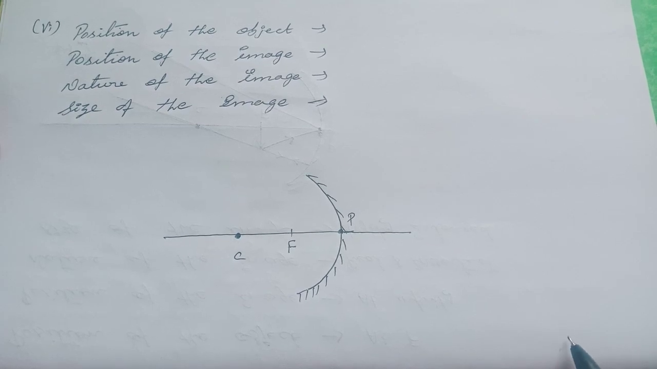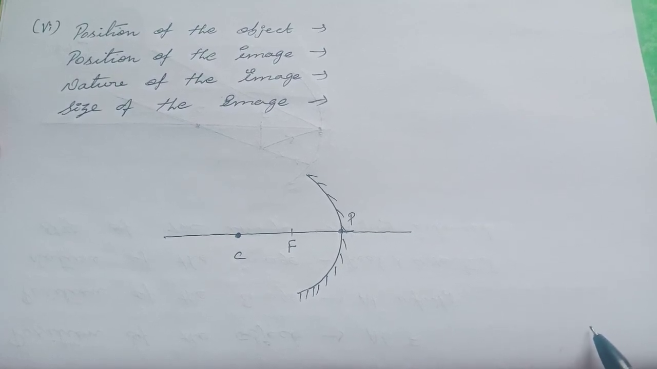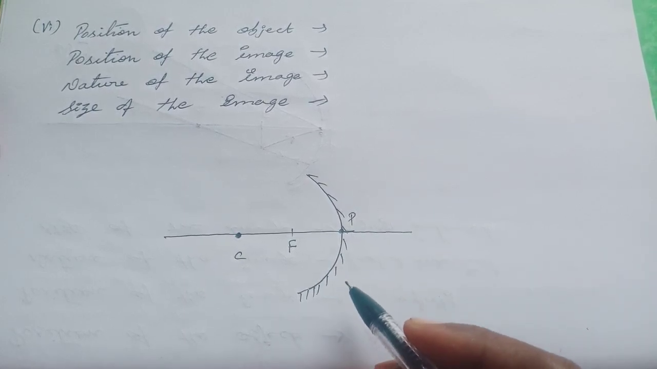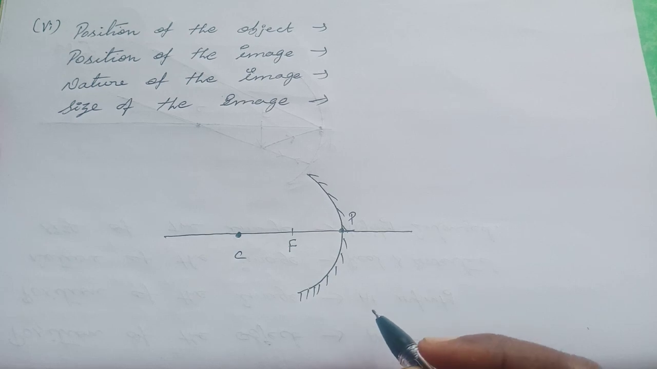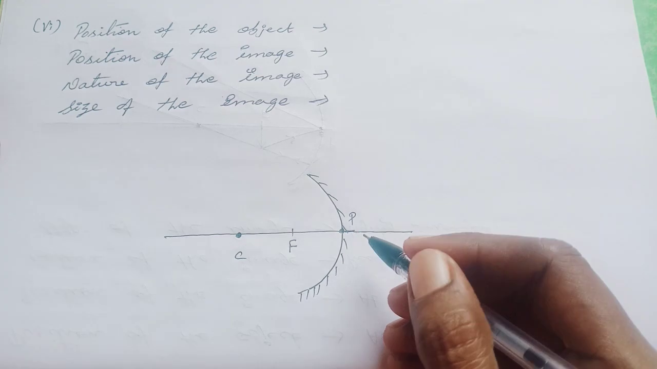In this video we are going to discuss the sixth case of the image formation of the concave mirror. Right, see, this is the last case of the image formation of the concave mirror. Come, let us see what is going to happen for the position of the image.